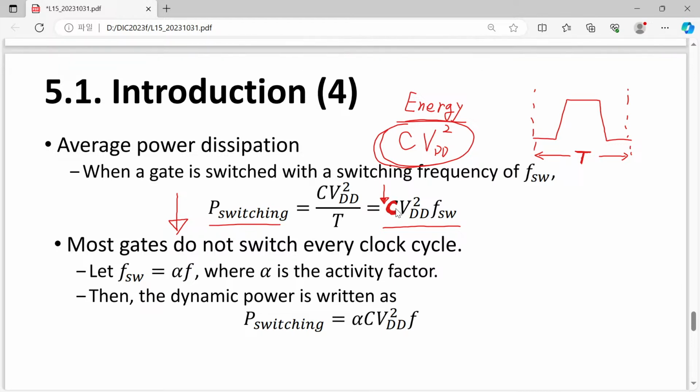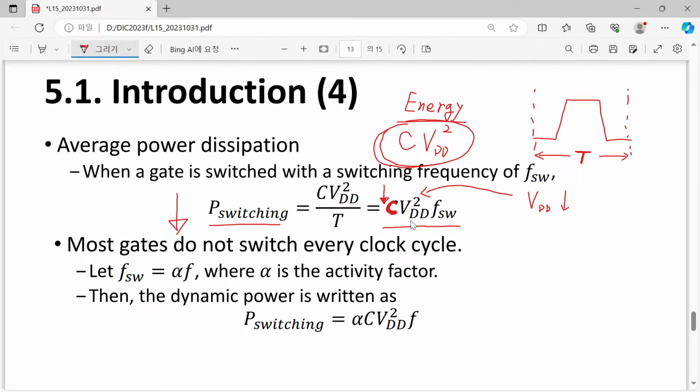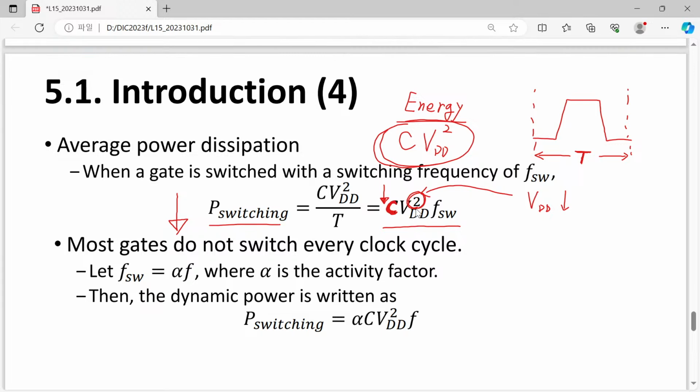Maybe we have learned in our delay session that the size of our logic gates is closely related to the speed or delay of our logic gate. So it is not a single problem. Another one is VDD. If we have a low VDD, then that can drastically reduce the power consumption. Also, you know that you will have a square term.